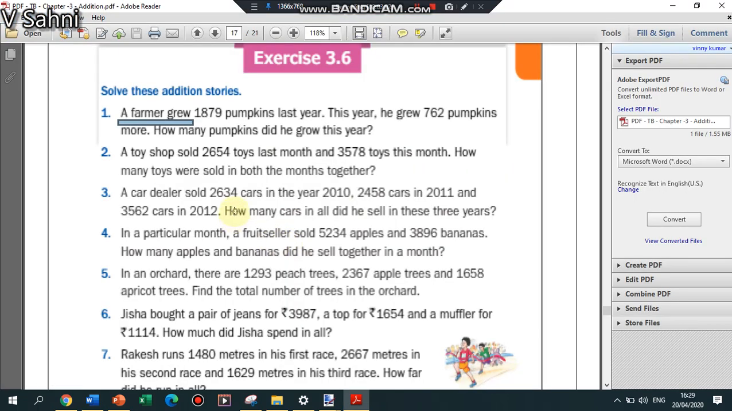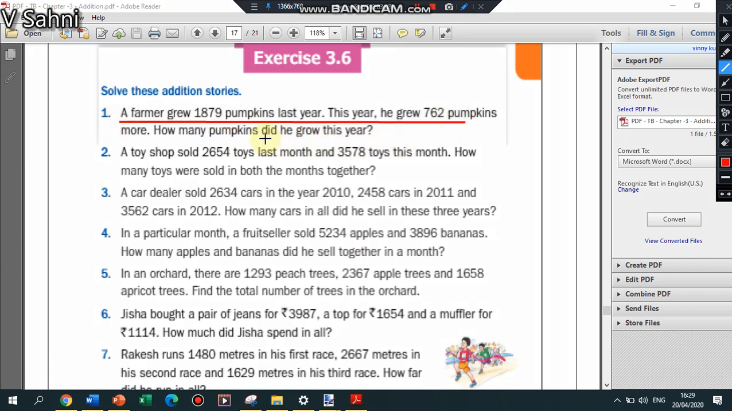You already have the PDF of the textbook here, so we can go through the textbook work very clearly. A farmer grew 1879 pumpkins last year. This is the first question that I am going to take up. This year he grew 762 pumpkins more. How many pumpkins did he grow this year? So before he had 1879 pumpkins, and this year he grew 762 more pumpkins.